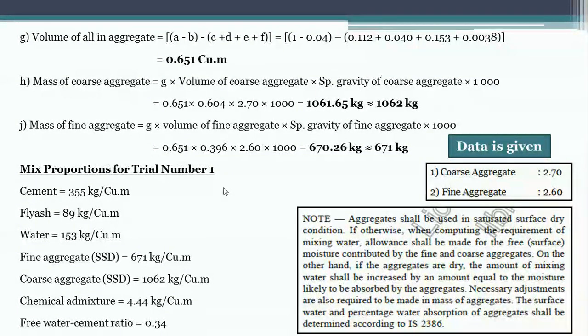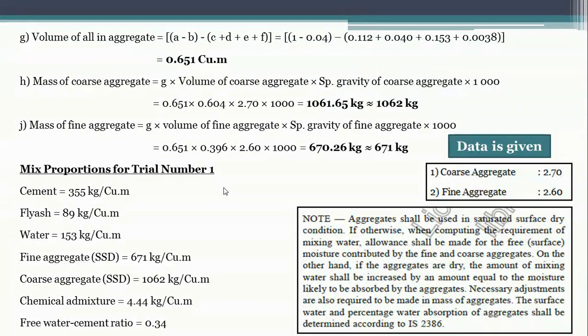Then mass of fine aggregate, same formula: G into volume of fine aggregate into specific gravity of fine aggregate into 1000. G is the total volume of all the aggregate, 0.651, and the volume of fine aggregate is 1 minus 0.604, you will get 0.396, obtained from the previous step, into 2.60, the specific gravity of fine aggregate, into 1000. You will get 670.26 kg. So I have approximated to 671 kg.